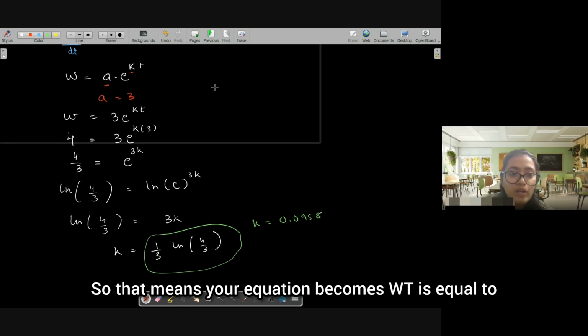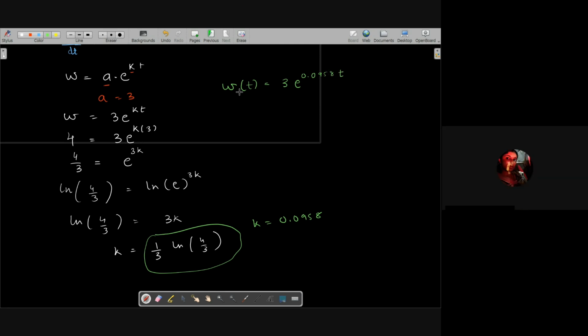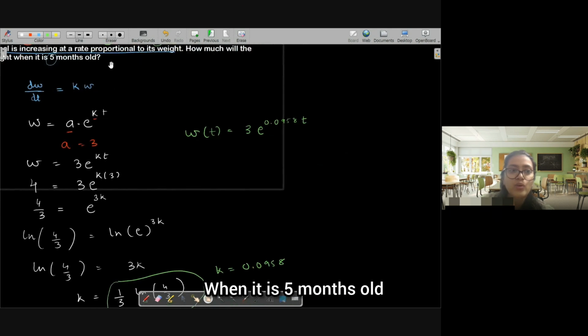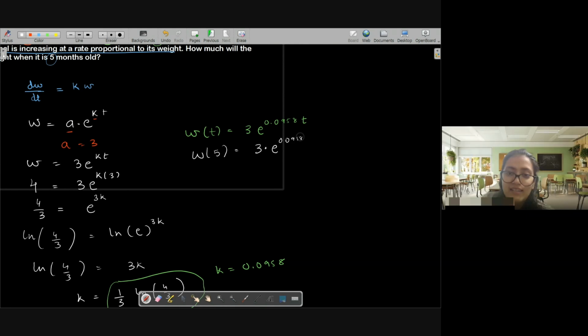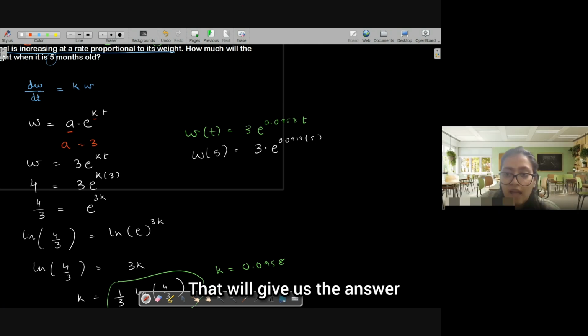So that means your equation becomes W of t is equal to 3 times e raised to 0.0958t. And we have to find out its weight when it is 5 months old. So we just have to put t is equal to 5 in this equation: 3 times e raised to this number times 5. That will give us the answer.